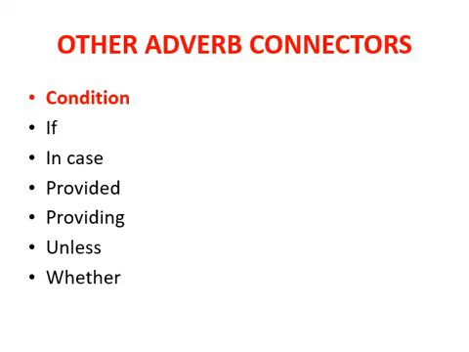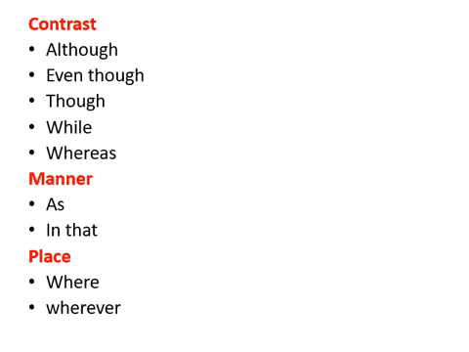طيب condition، adverb clauses of condition، بقول if و in case provided providing و unless and whether. contrast بقول although و even though و though while whereas. في الكونتراست جملة الادفيرب أو the adverb clause جت في الأول جت في الآخر، there is always a comma to separate it from the independent clause in our sentence. طيب manner بقول as و in that place where أو wherever.